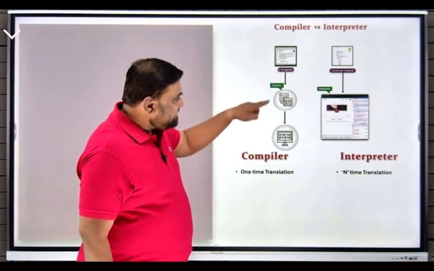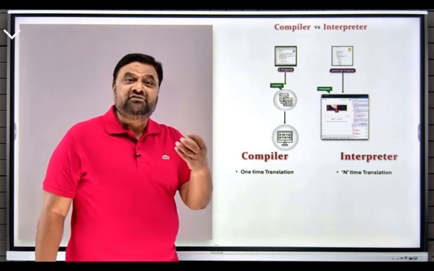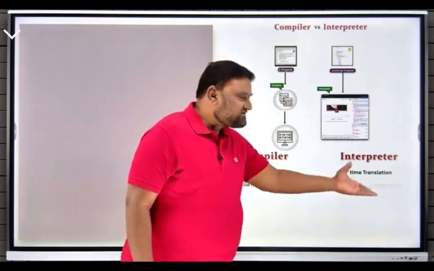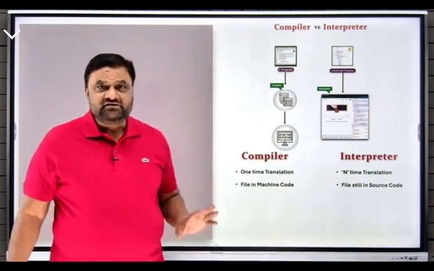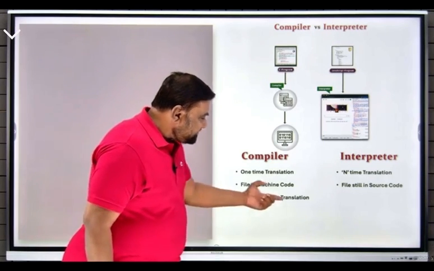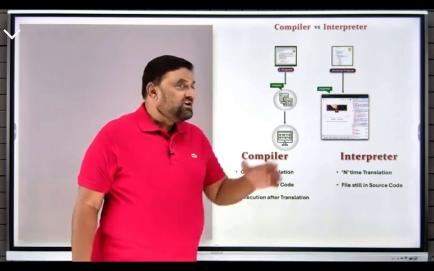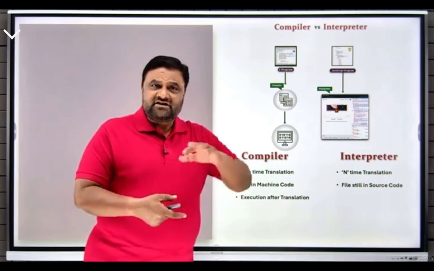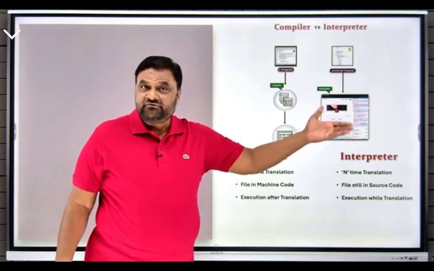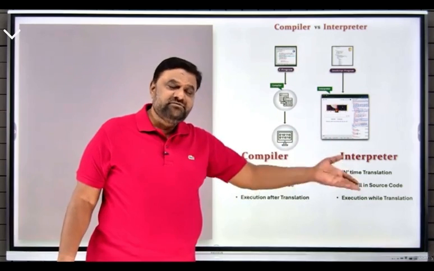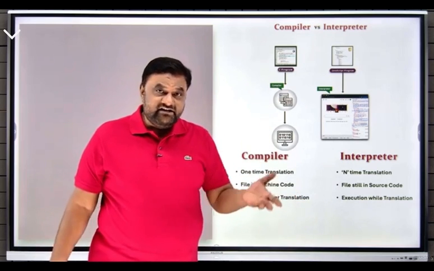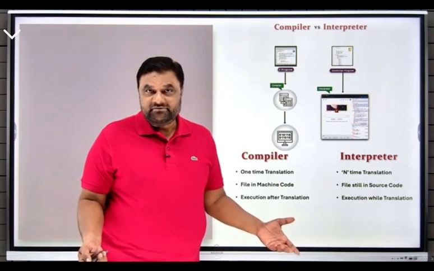Now here, a separate machine code file is generated, an executable file is generated. But here, it is still in source code only. The same source code will run. No separate file is created. Here, execution is done only after translation. Here, execution is done simultaneously. Translation and execution are done together. Same way, that lady you have seen, whose friend was translating while she was preparing the dish, the browser is nothing but the friend of that lady, and execution is done simultaneously.